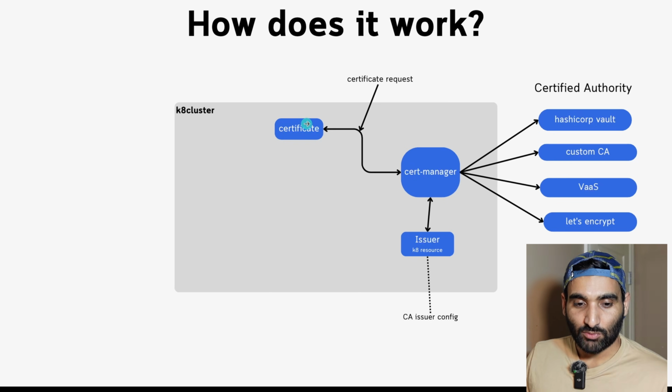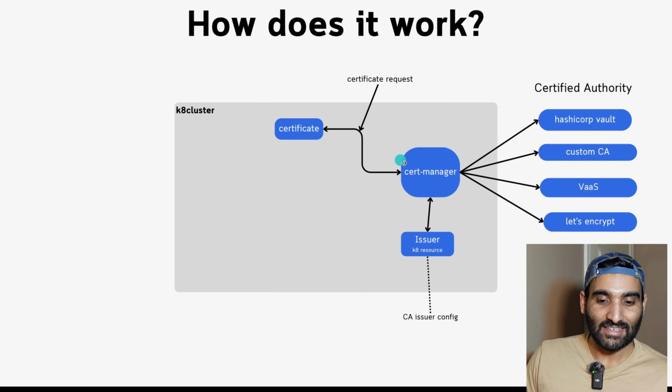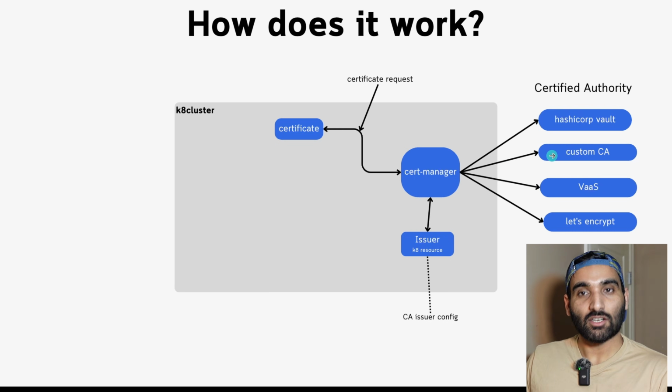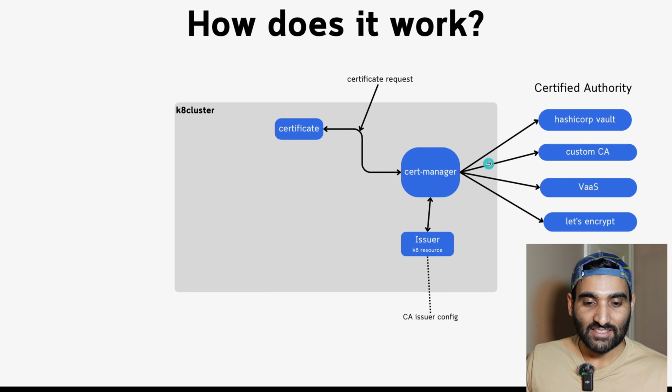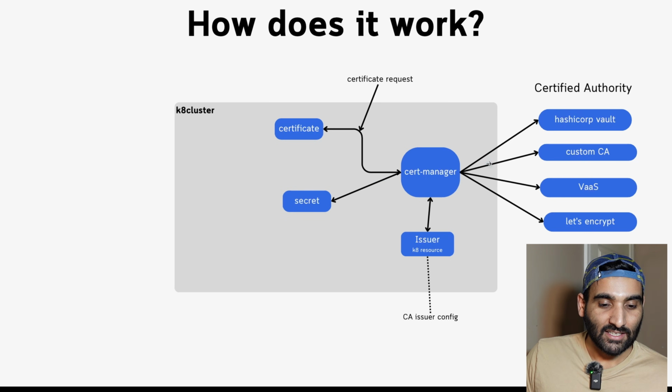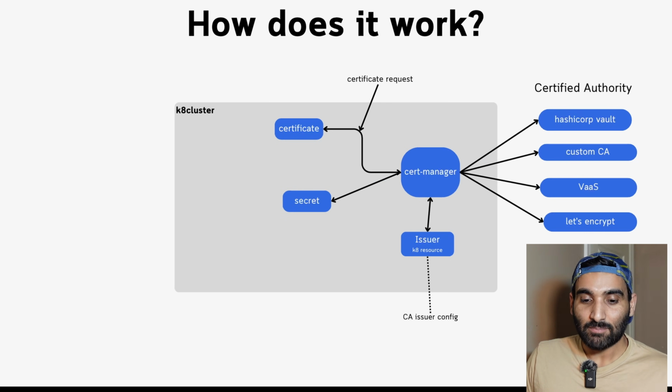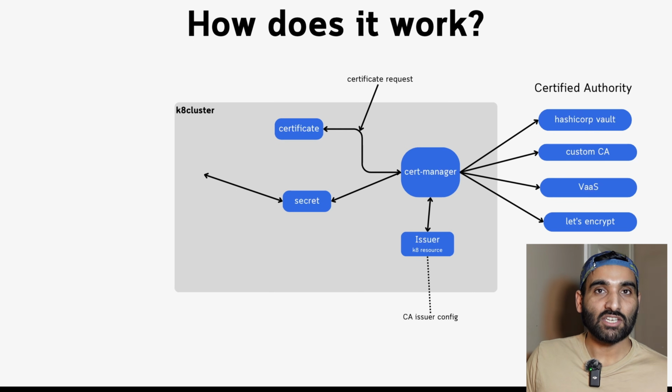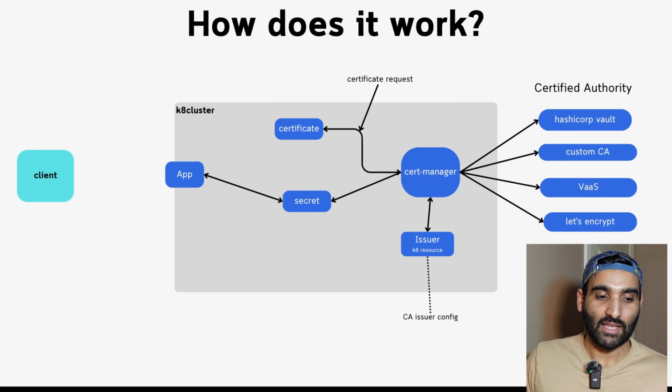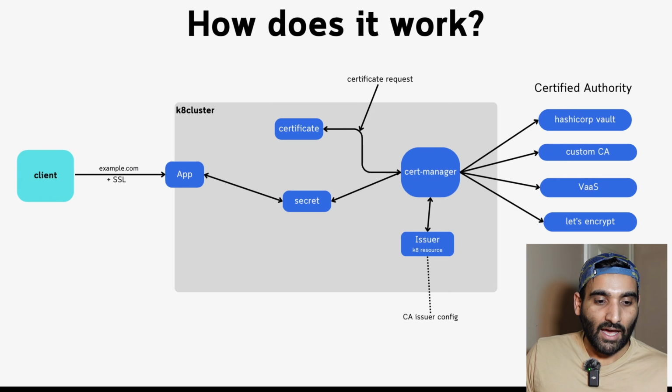So you create a certificate resource, and cert-manager is monitoring it. It checks, okay, this is the issuer it's trying to talk to. It goes to that particular issuer, has that certificate signed, comes back, and creates the secret. It's cert-manager that's creating the secret, and then you can use that secret for your apps, and your apps could be accessed on whatever domain that certificate has been issued for, using that particular certificate.